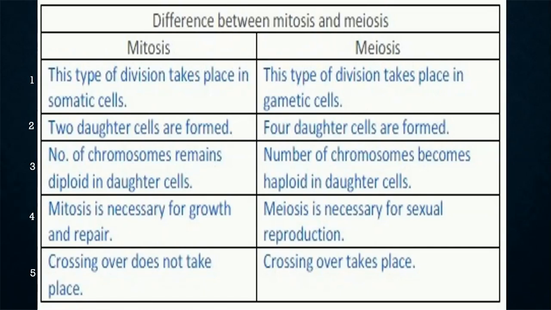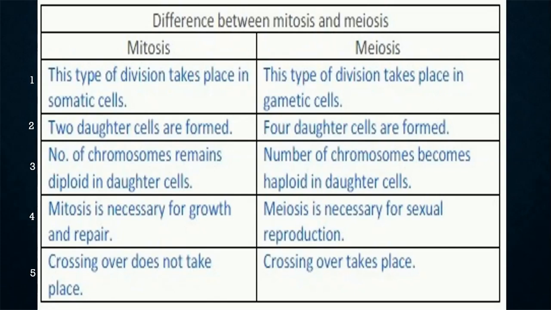Number 5, under mitosis, crossing over of chromosomes does not take place, while in meiosis, crossing over of chromosomes takes place. So I want to add some other points. So I'll say number 6. Now in mitosis, the nucleus divides once, while in meiosis, the nucleus divides twice. Number 7, under mitosis, chiasmata is not formed, but in meiosis, chiasmata is formed. After all, that is where the crossing over of chromosomes takes place.